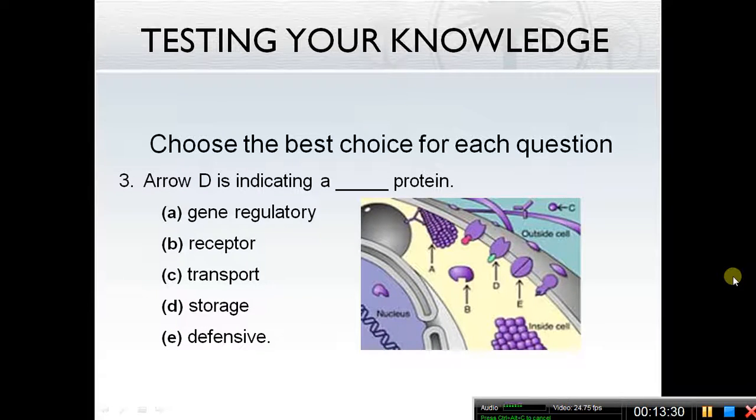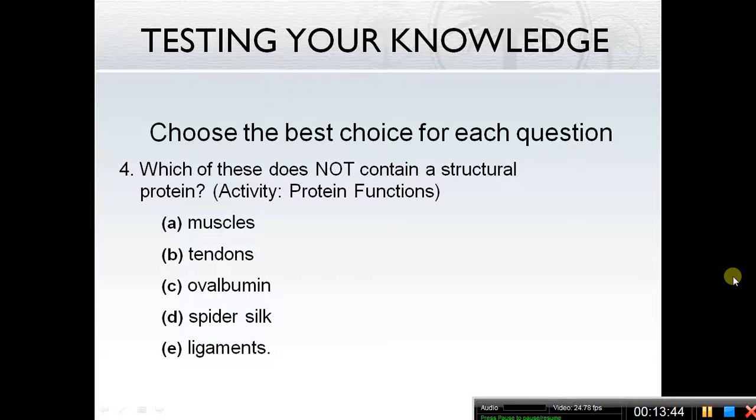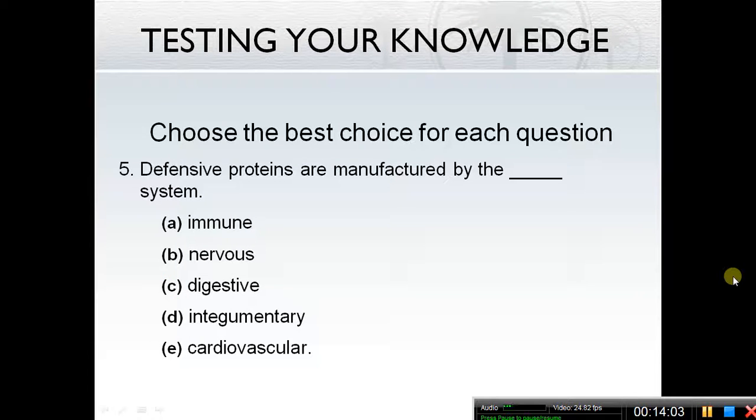3. Arrow D is indicating which protein? A. Gene regulatory. B. Receptor. C. Transport. D. Storage. E. Defensive. B is the best choice. 4. Which of these does not contain a structural protein? A. Muscle. B. Tendons. C. Albumins. D. Spider silk. E. Ligaments. C is the best choice.